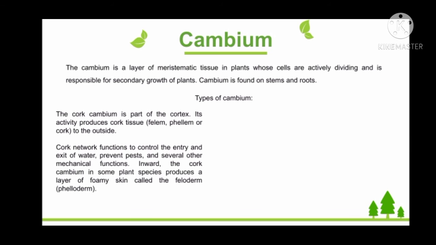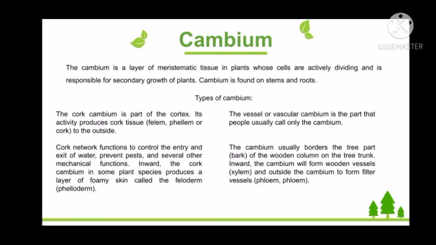Types of cambium. The cork cambium is a part of the cortex. It actively produces cork tissue, phelloderm, or cork to the outside. Cork tissue functions to control the entry and exit of water, protect, and several other mechanical functions. Inward, the cork cambium in some plant species produces a layer of foamy skin called the phelloderm.